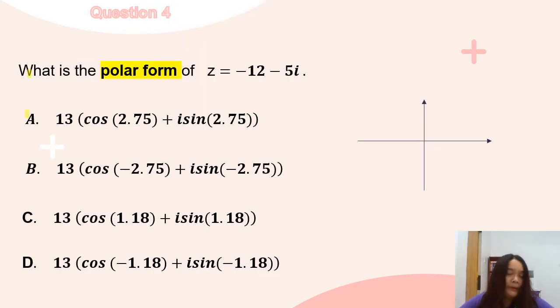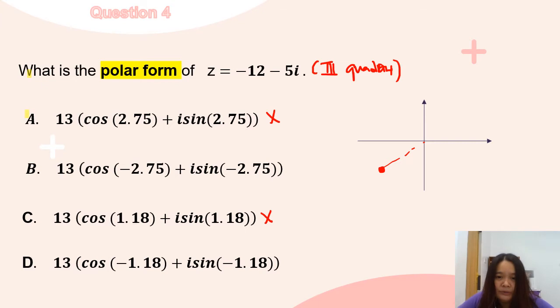Question number 4, we are going to find the polar form of the complex number z. First of all, if we look at the values of a and b here, we know that the complex number is in the third quadrant. So it's somewhere here. Since it's in the third quadrant, the argument should be a negative angle. So this one definitely is not your answer. So you just have two choices.